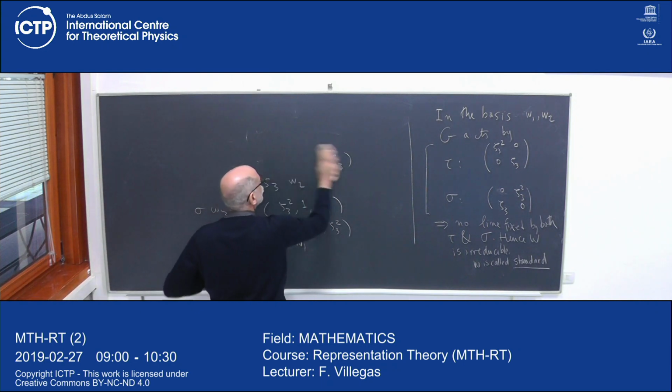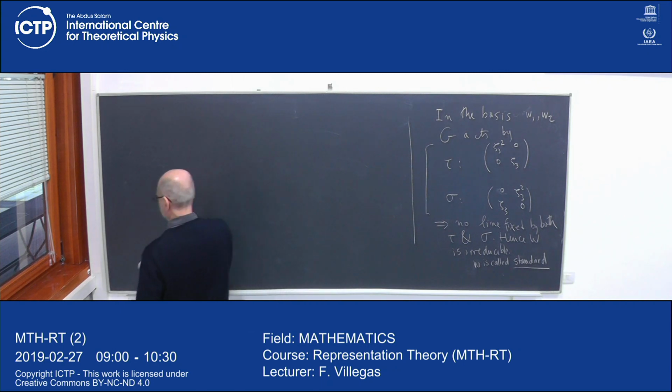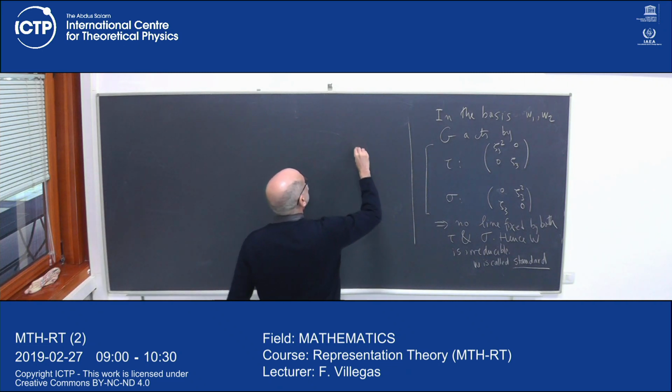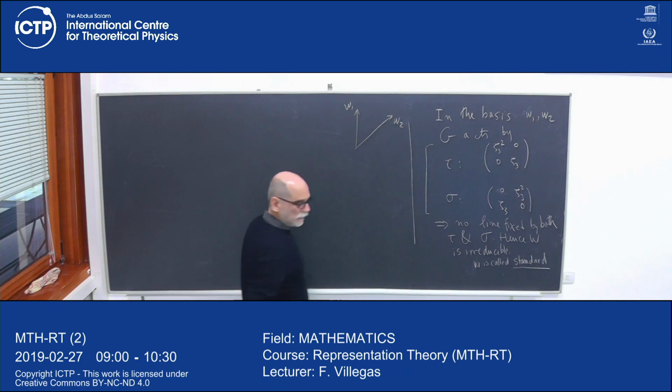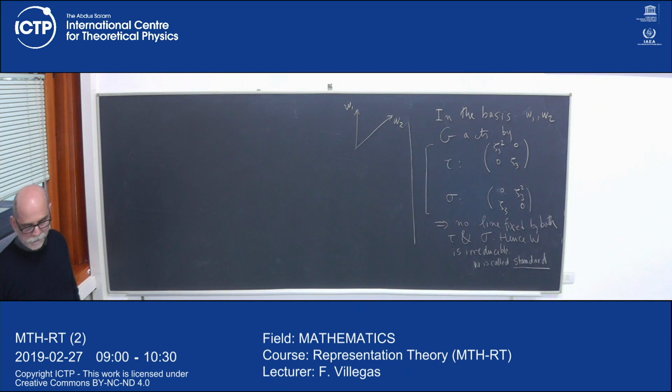So in general, sorry, why is no line fixed by both tau and sigma? Because the only possible lines fixed by the whole group are lines that are fixed by both sigma and tau. And tau only fixes two lines, its eigenvectors, its eigenlines. And sigma does not fix them because it swaps them. Therefore, there is no line that is fixed by both.